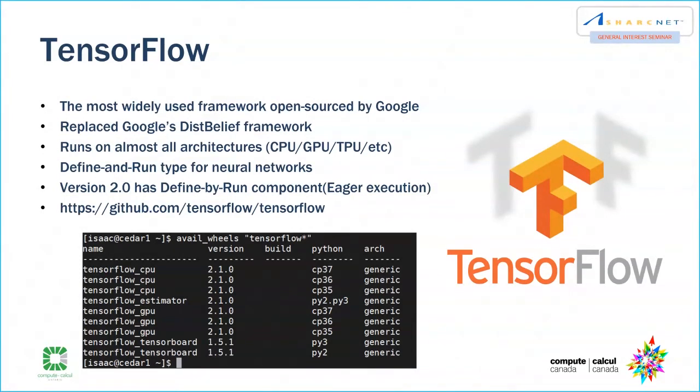As you see in my black picture, I listed all the available TensorFlow wheels. Wheels is a kind of distribution offered by Compute Canada for the Python API. So TensorFlow CPU, TensorFlow GPU, Estimator, and Tensorboard are all available in our systems. We're going to use that pretty soon.